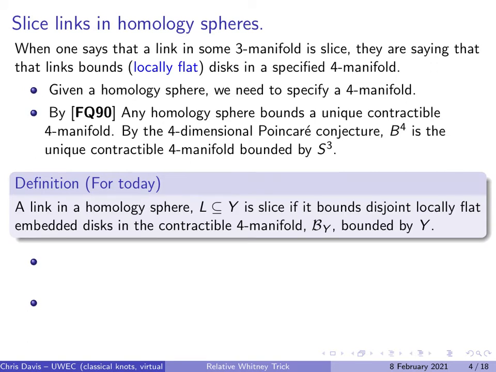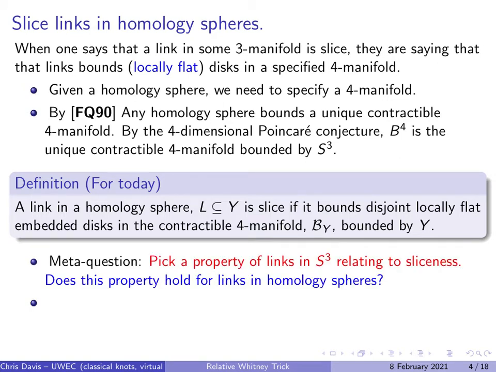So the definition I'll use for what it means for a link to be slice is this: I will say a link in Y is slice if it bounds disjoint, locally flat, embedded disks in the contractible four-manifold bounded by Y, and I'll try to be consistent and denote that four-manifold by B sub Y.